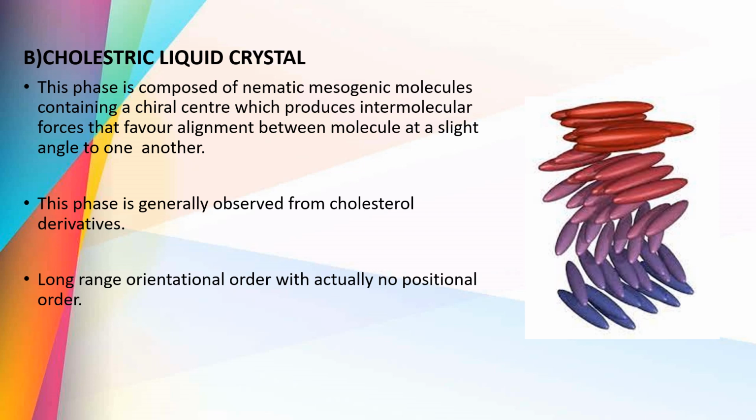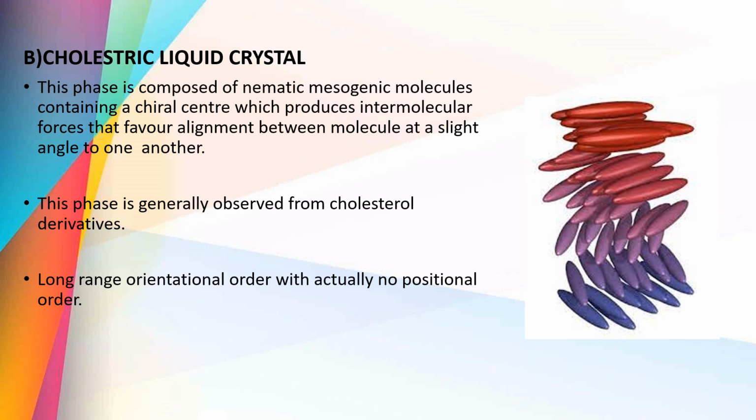If we dissolve a chiral molecule, that is, one different from its mirror image, in a nematic liquid, we find that the structure undergoes a helical distortion. And the same distortion was found in the cholesterol derivatives. In this liquid crystal, long range orientation order is found and there is no positional order. Another important point to be kept in mind is that cholesterol itself may not show liquid crystal property, but the derivatives do.